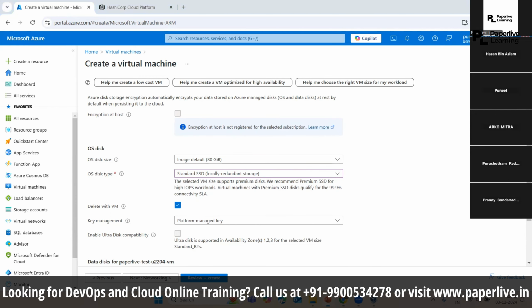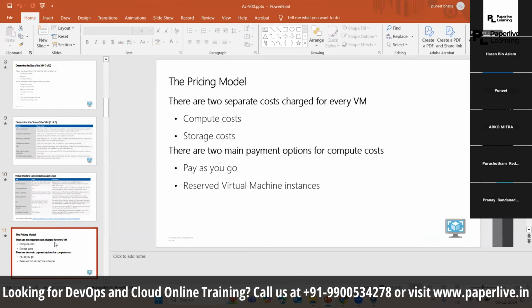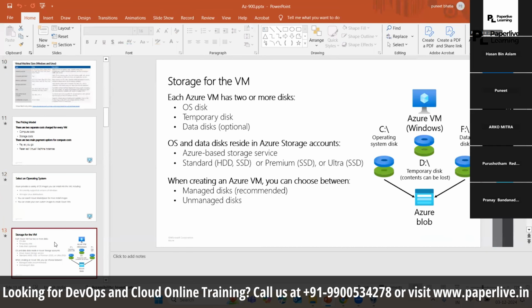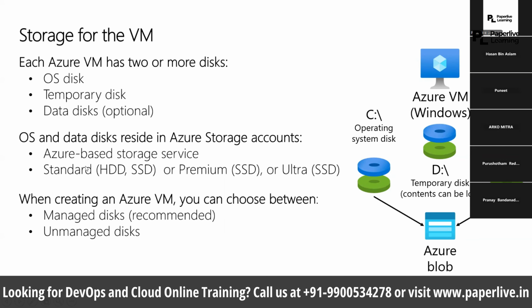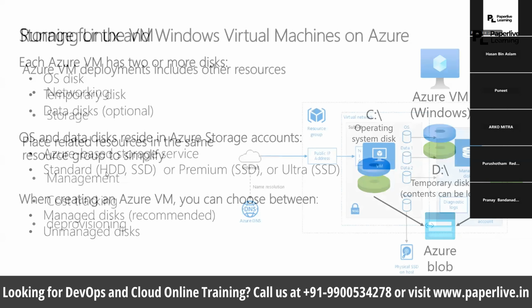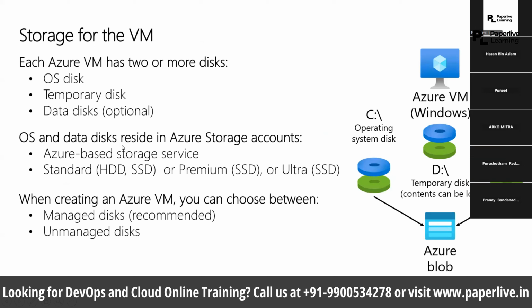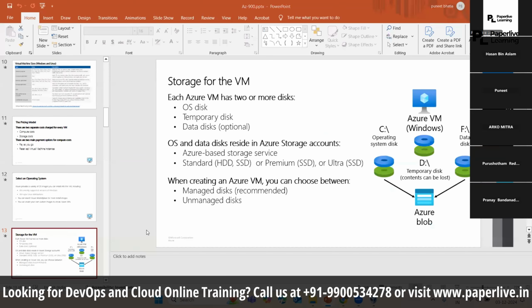So if I go back to my presentation, now we are discussing storage, right? So this is what we are discussing. Whenever you create the VM, you are attaching some storage, whether it's a standard SSD or premium SSD, right? You see standard HDD, standard SSD, premium SSD, right? So what kind of storage you are going to attach, right? It's an operating system disk, a hard disk, which is used to store the data, right? Now this disk can be a managed disk or unmanaged disk. What is the difference between managed disk and unmanaged disk?